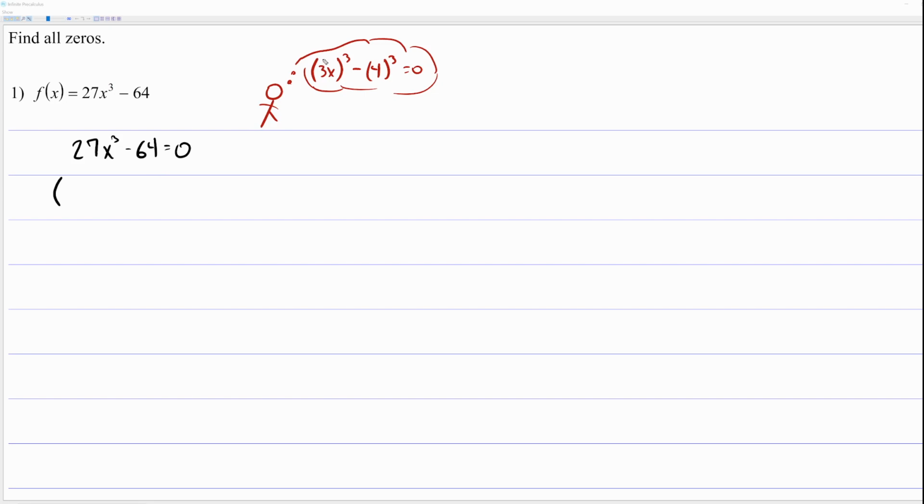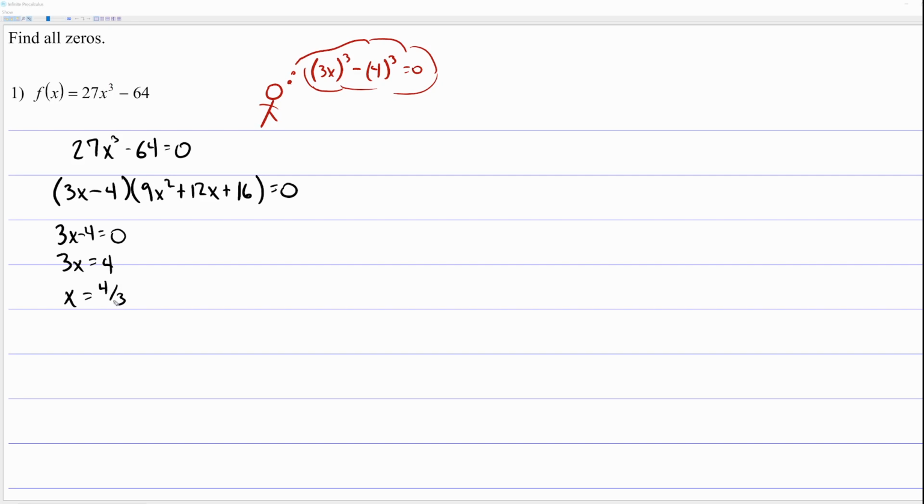Normally when this formula is written in Algebra 2, it's a cubed minus b cubed, and then this factors into (a minus b) times (a squared plus a times b plus b squared). So we factored it, and now we set each factor equal to 0. The first factor, well, that's no big deal. We just have 3x equals 4. So one of our zeros is x equals 4/3.